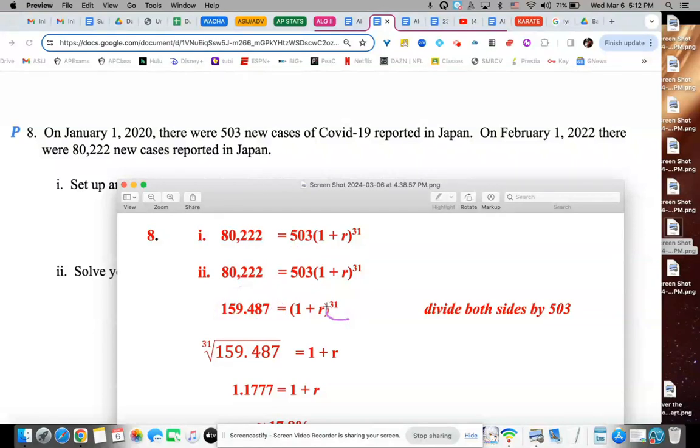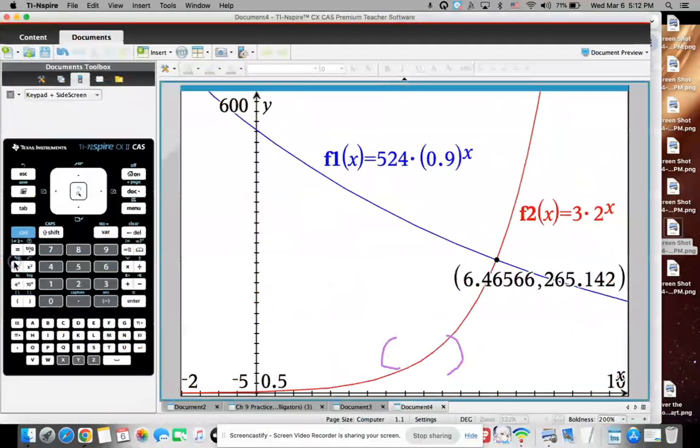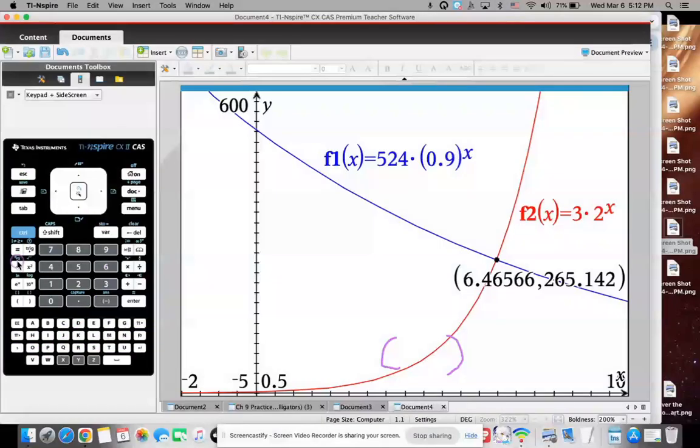Then you're going to get rid of that power by doing the root of that. So, if this was a 2, we'd do the square root to solve. If it was a 3, we'd do a cube root to solve. Now it's a 31, so we're going to do the 31st root. There's a button on the calculator for that right over here on the left. There's a little root button.